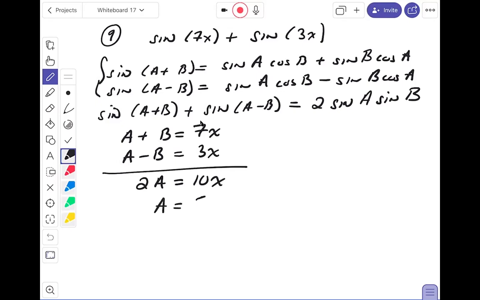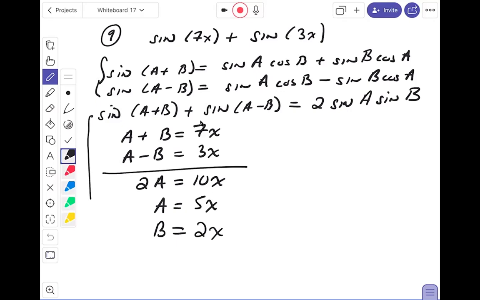What's A going to be? 5x. What's B going to be? Let's look at it. A plus B is 7x. And if A is 5x, B would have to be 2x. Let's look at the second equation. It says A minus B is 3x. Well, 5x minus 2x is 3x.